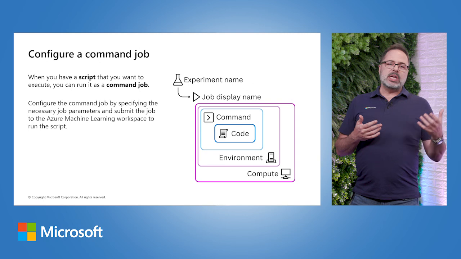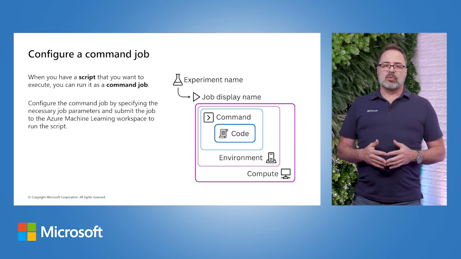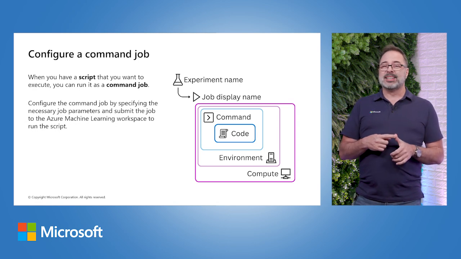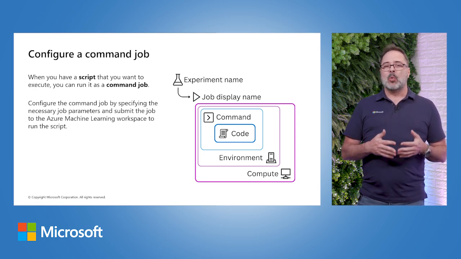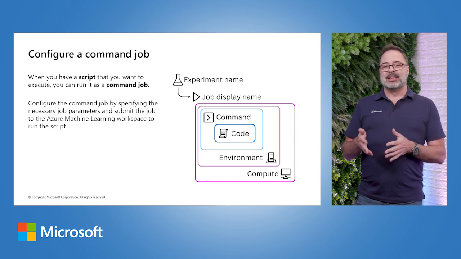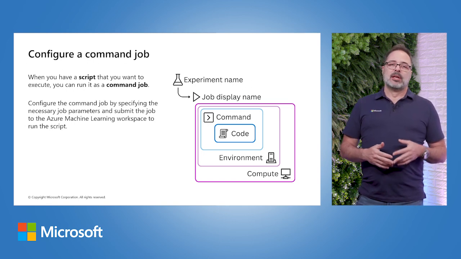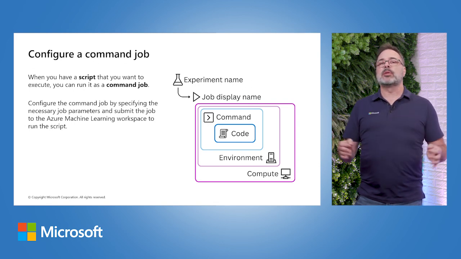So when we go and configure a command job, we need to set a number of things in order for it to run. First, we need to set the code parameter. Now this is actually the path to the folder where the code lives, while the command property is used to specify the file to actually execute. So between these two parameters, you should have a complete path to the script that we want to execute.